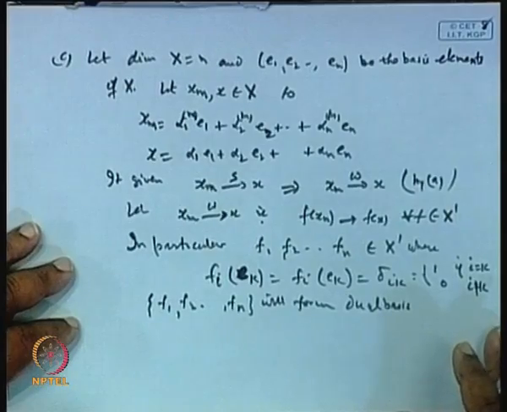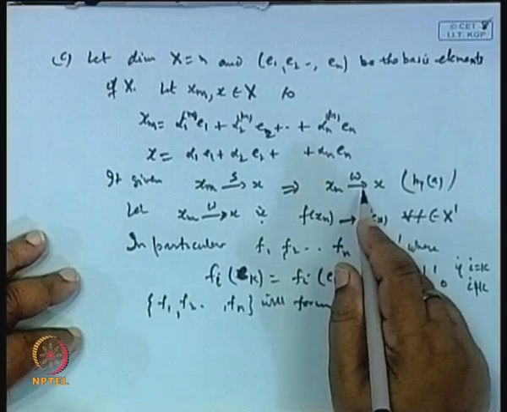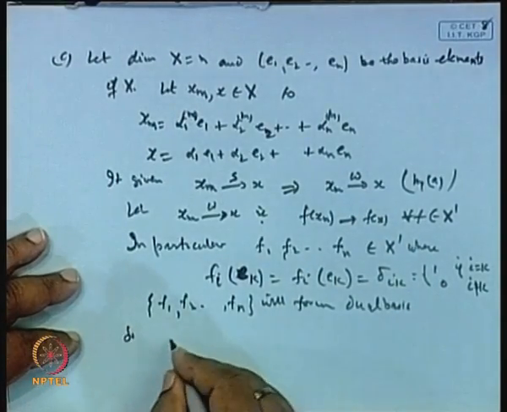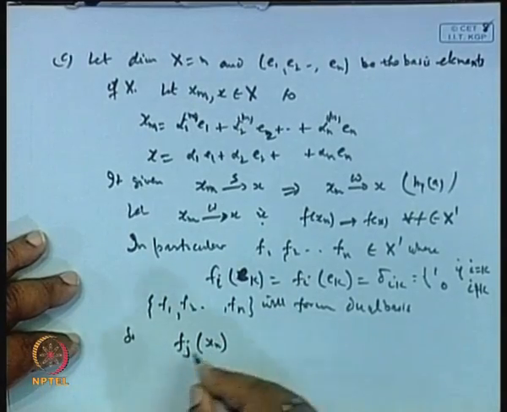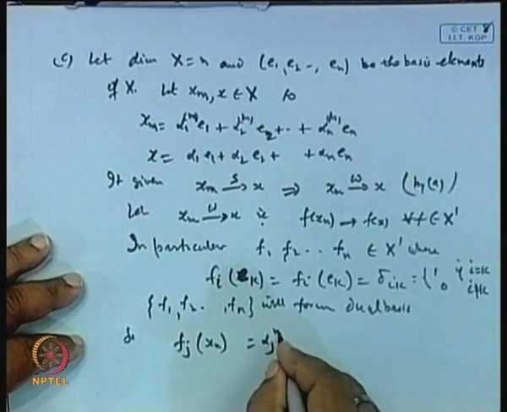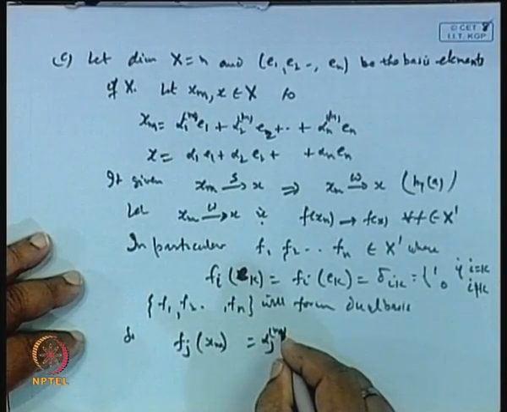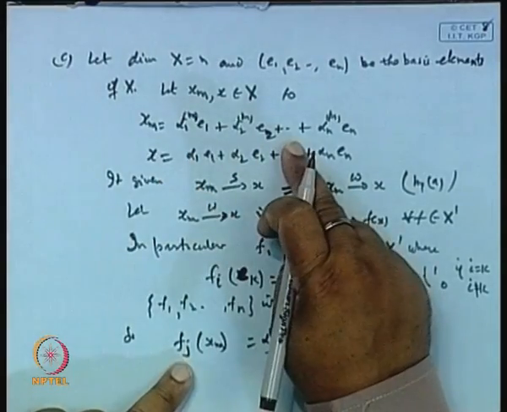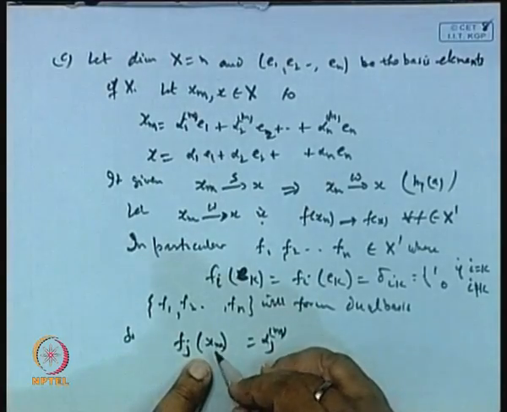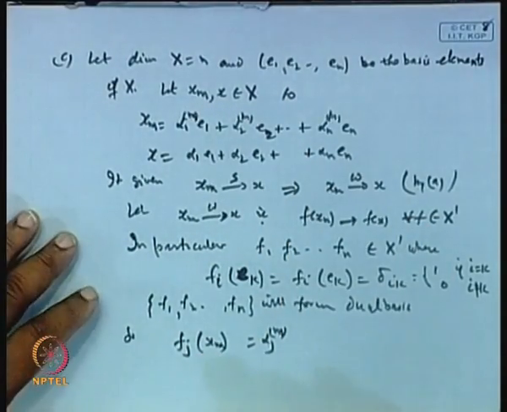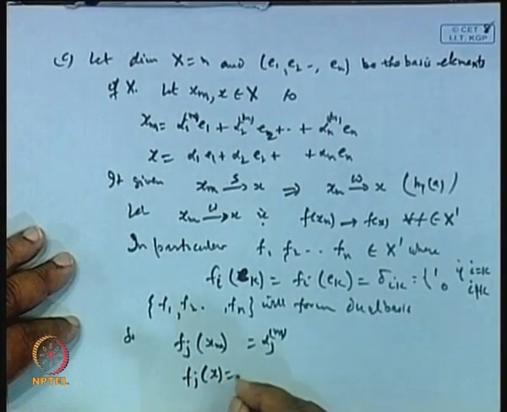Now, what is the image of this x_m under f_j? It will be equal to alpha_jm, is it not? Because you apply f_j, so f_j of e_j will be 1 and the rest will be 0. So, alpha_jm, and this is true for all j. And what is f_j of x? It is alpha_j.